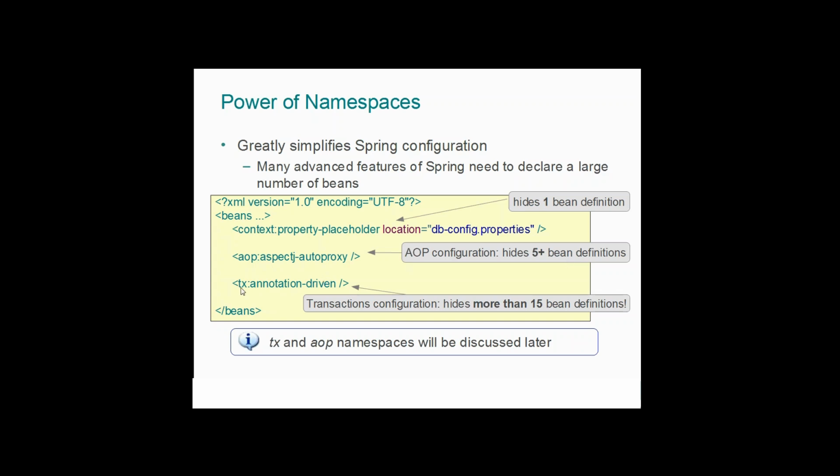And for transactions, to make things work, the tx namespace annotation driven tag will set up more than 15 bean definitions behind the scene. So tags make our life very easy and simplify the configuration to enable specific functionality. We will start using this AOP and transaction namespace later in the sessions. So that's about namespace.